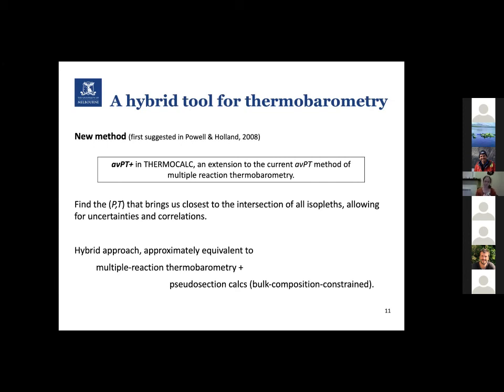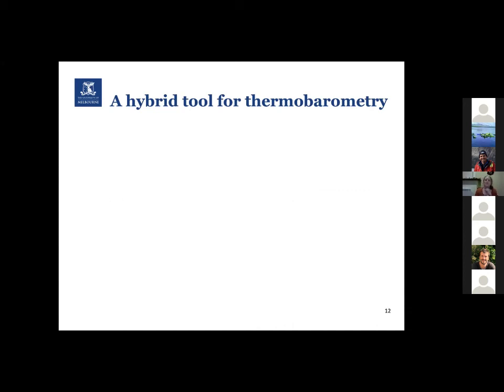given what we know about the uncertainty structure in the modeling? And it's a combination of that approach with a pseudosection approach, in which we say we have a bulk composition, and that provides a constraint in itself. So we are essentially optimizing the intersection of all of the available isopleths rather than two. So we will see where that goes.